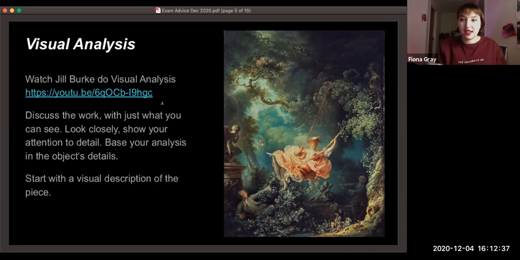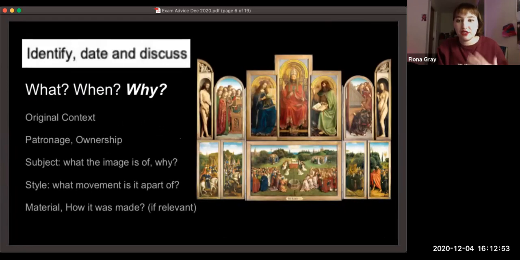Art history is a lot about looking closely and about showing an attention to detail. So that's what visual analysis is really about, basing your analysis on what actually is there, the evidence in the image. And then once you have the description of it, why was it made this way?